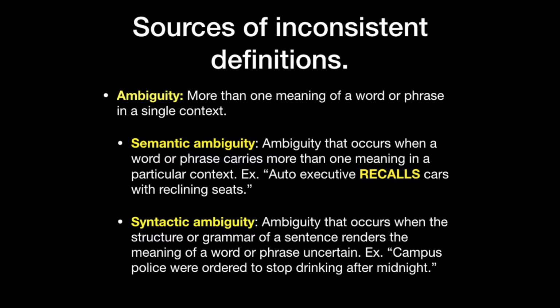What that means is that everyone who owns that particular vehicle has to bring it back in, and the problem will be fixed, or they'll provide you with a new automobile. That is a definition of recalling. But in this sentence, the way it's formatted, you could also say an auto executive recalls, or he thinks back. He remembers that particular car that he had with reclining seats. And now he's driving a car that doesn't have reclining seats. So you can see how that example shows us ambiguity of language.